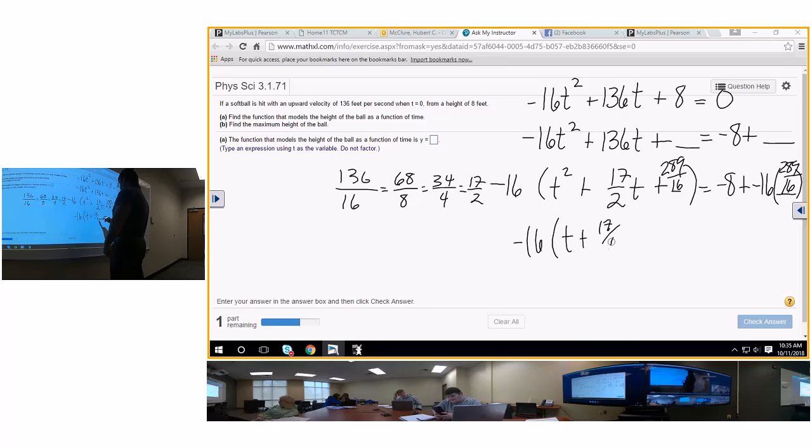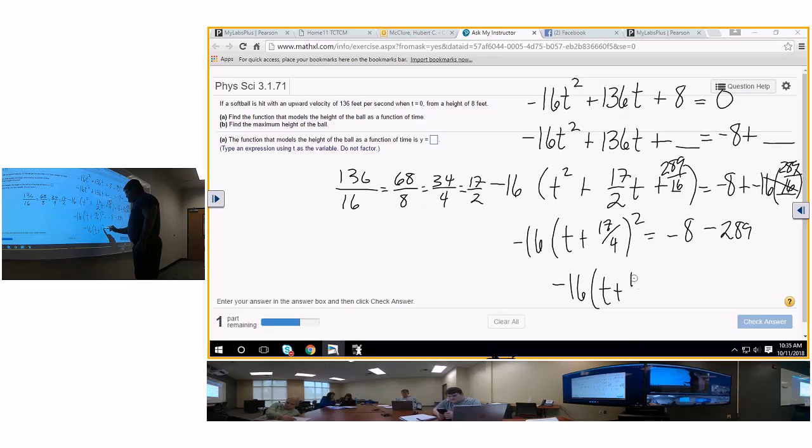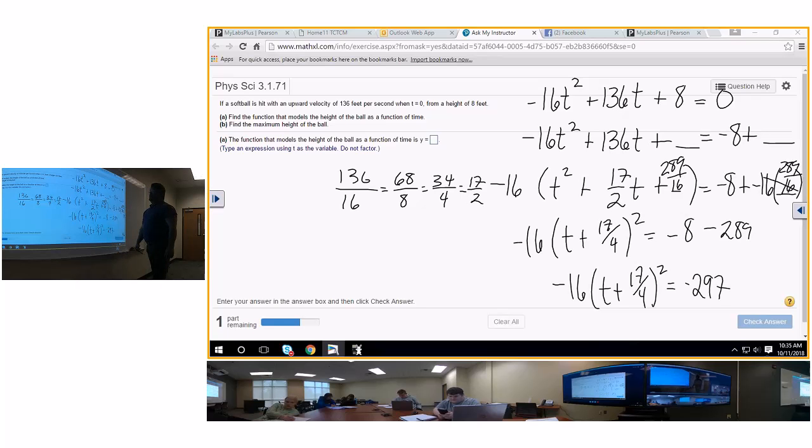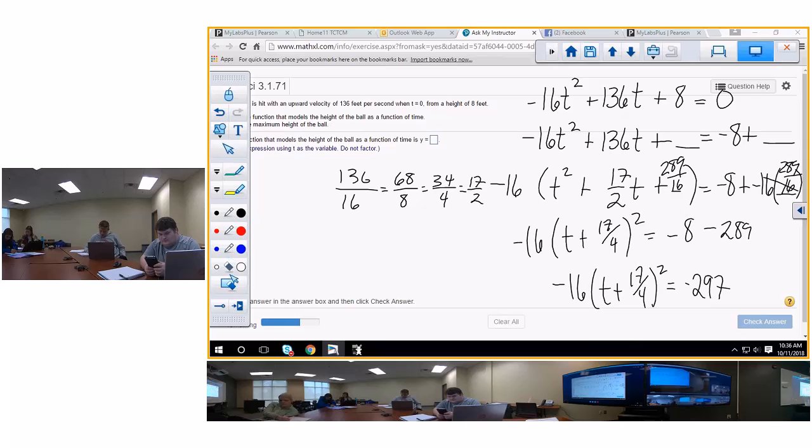Quantity squared is equal to, oh my gosh, 16's cancel. Negative 8 minus 289. And that's going to be negative 16 times t plus 17 fourths, quantity squared, is equal to negative... 297. Somebody help me out. Yep. 297. So what's our vertex? Negative 17 fourths and positive 297.